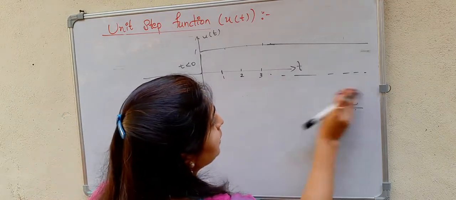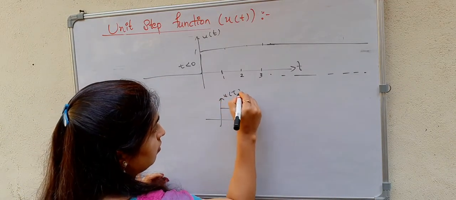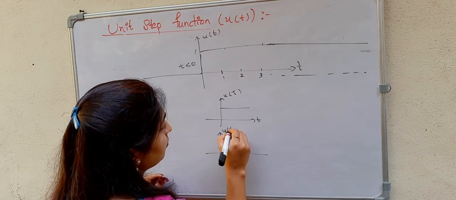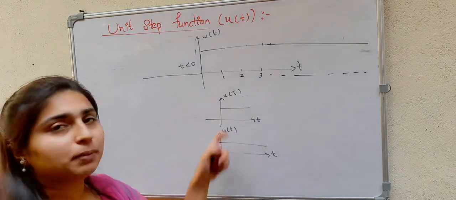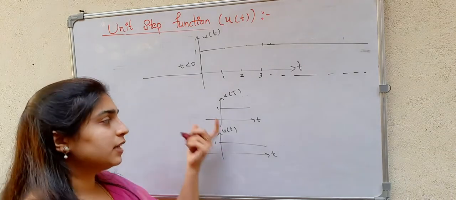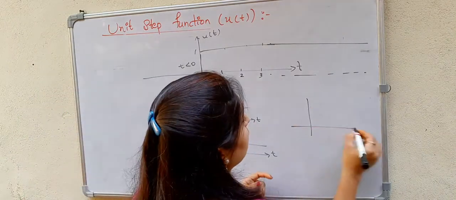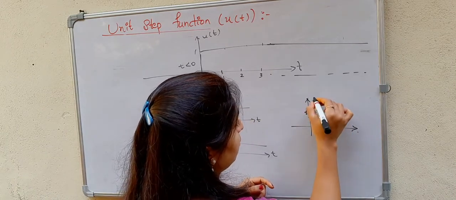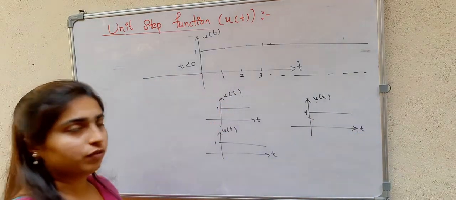Next, if I multiply two u of t's, this is u of t, this is also u of t. What happens if I multiply these two? For t less than 0, both the signals will be 0. For t greater than 0, it will be 1 into 1, which is equal to 1. You will get the same signal when you multiply u of t with u of t.